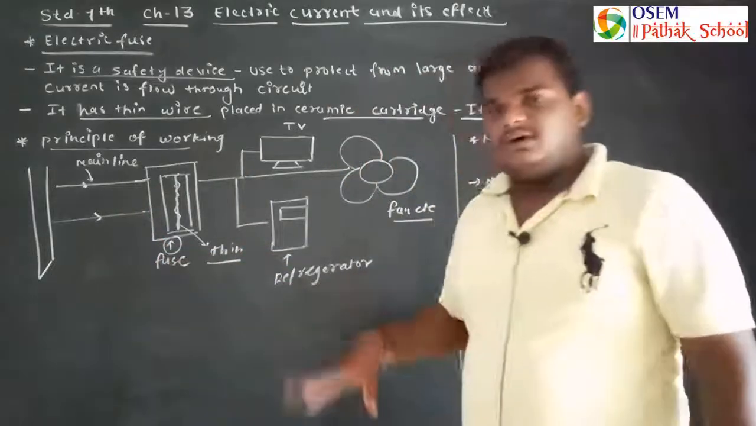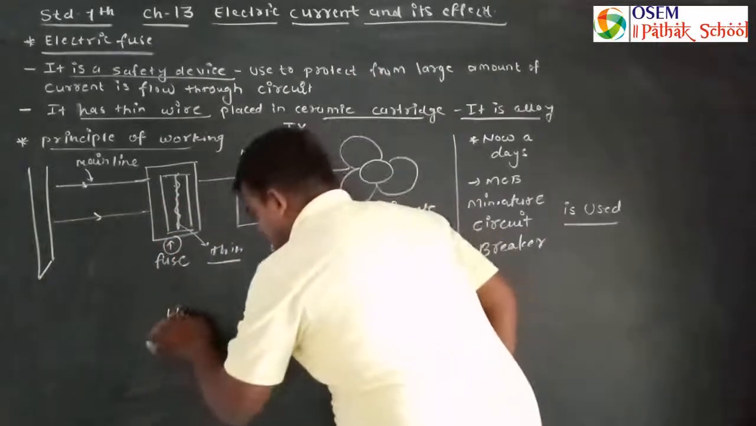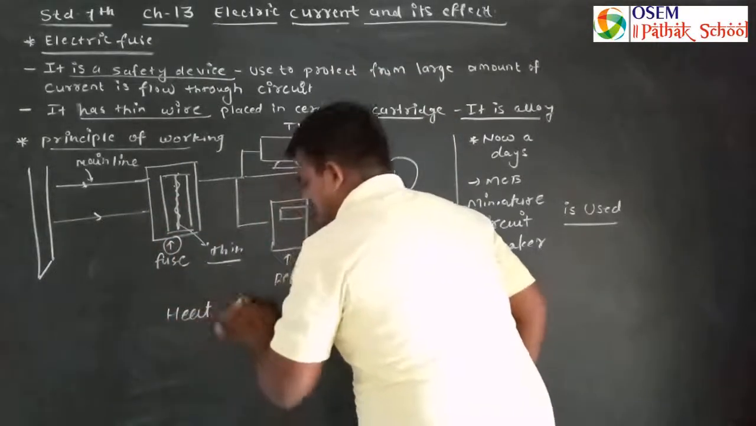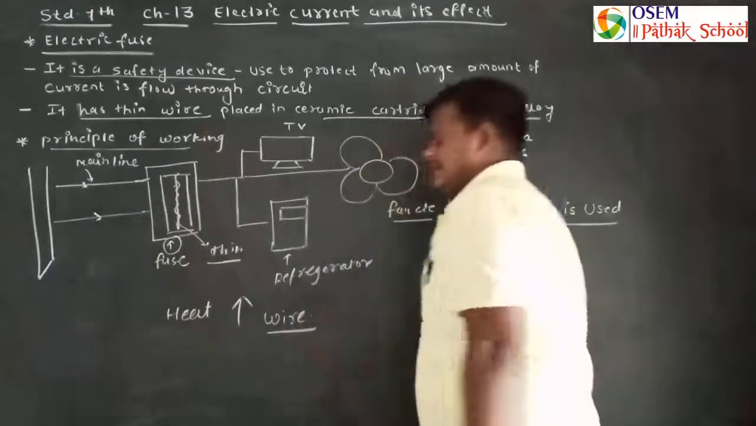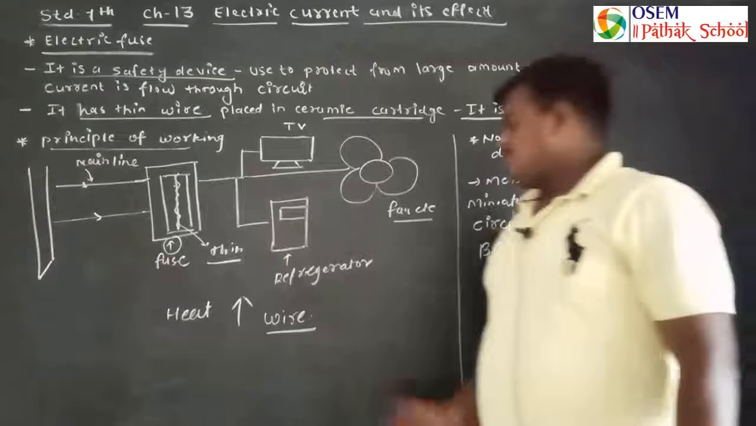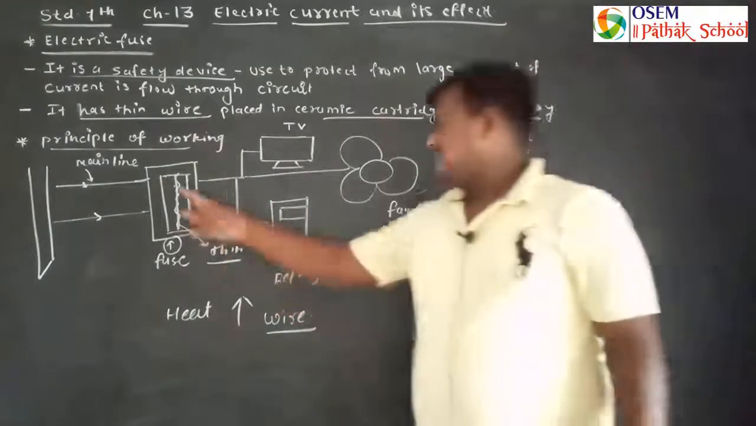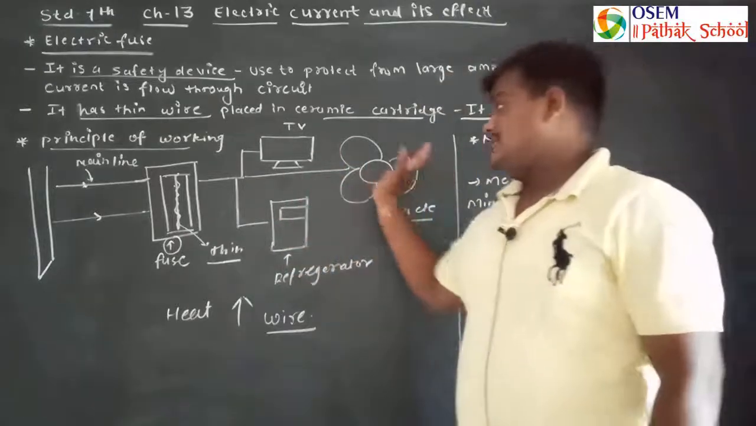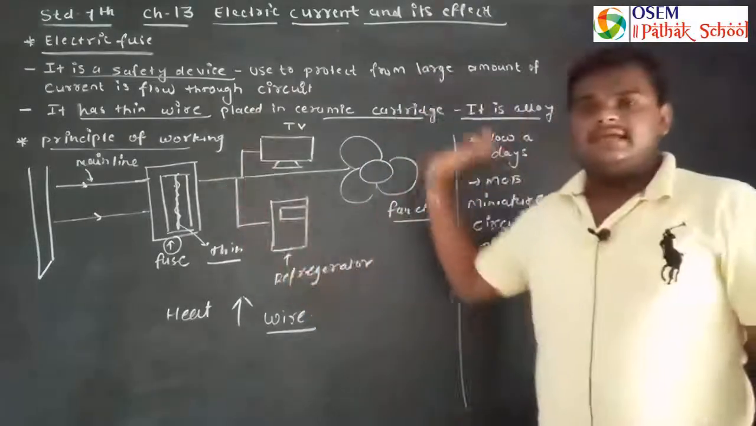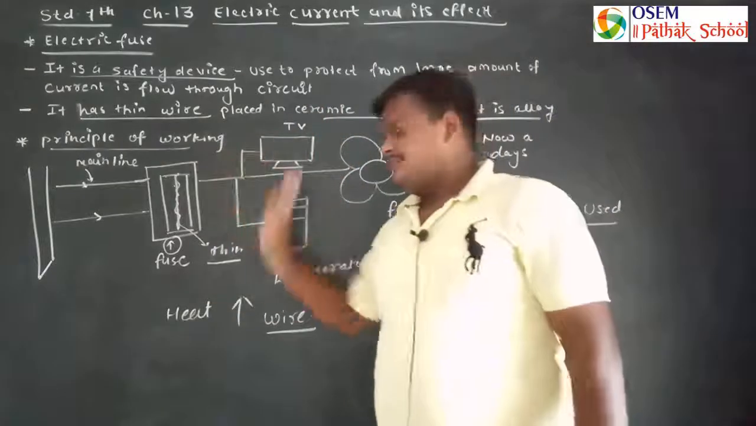It also works on the principle of heating effect. When the heat is more, that wire gets melted and breaks down. That's why current will not pass easily through this circuit to our appliances. That's why our appliances are protected. So this is the working of a fuse.